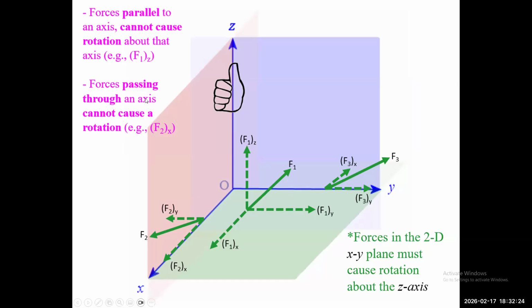A force passing through an axis cannot cause rotation. Take F2x. Where's F2x now? F2x is here. So it's passing through an axis. It passes right through the axis, so it doesn't do anything. And so we can say here that if you're having a moment in the Z plane, as a result of your XY plane, your moment is operating down here in the green. So a force in the 2D XY plane must cause rotation about the Z axis.